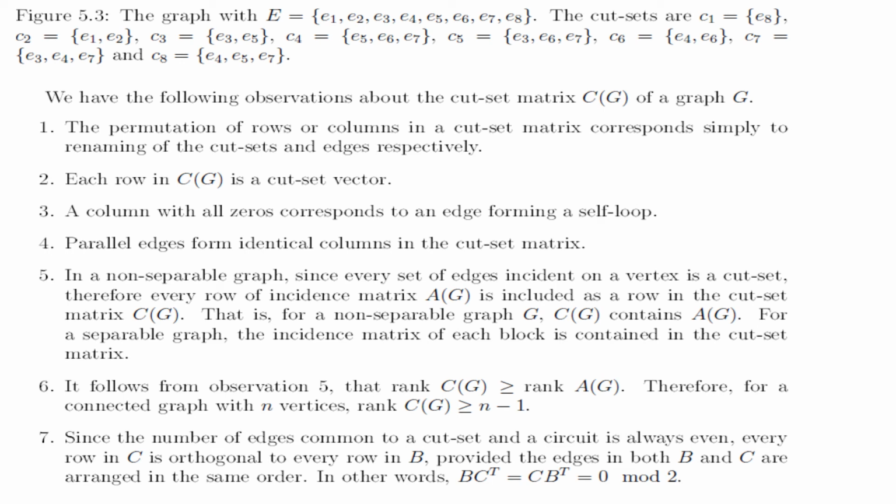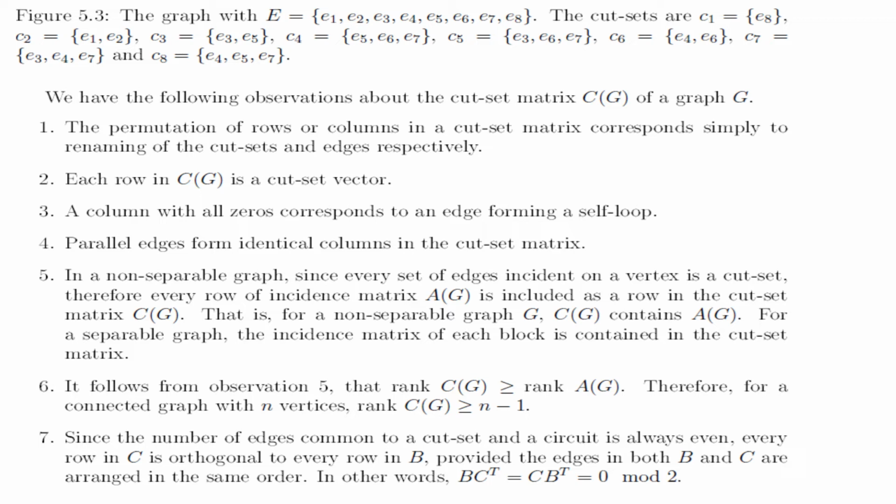These are the properties of the cut set matrix C of a graph G. The first one is, permutation of rows or columns in a cut set matrix corresponds simply to renaming of the cut sets and edges respectively. If we exchange rows or columns in a cut set matrix, that corresponds to renaming the cut sets and edges respectively. Second, each row in C of G is a cut set vector.